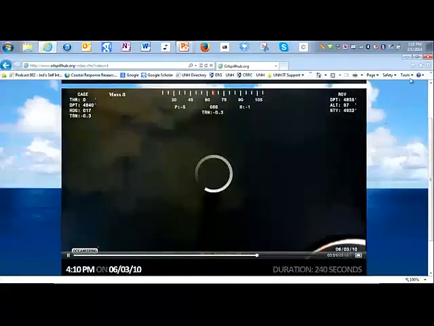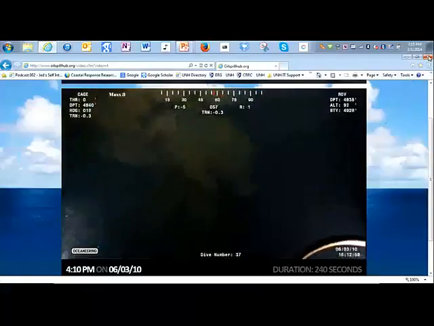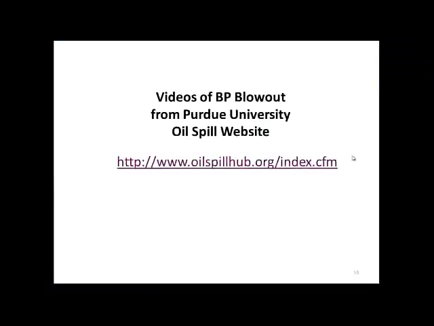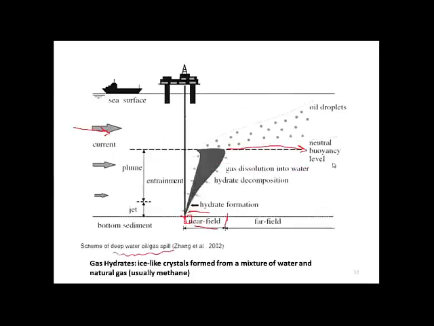And you can see here, this goes on and on. So I'm not going to show you all of it, but if you want to watch it, you can watch hours of them. So you've got a huge amount of turbulence because the oil is jetting out of the well, and that is creating natural dispersion.